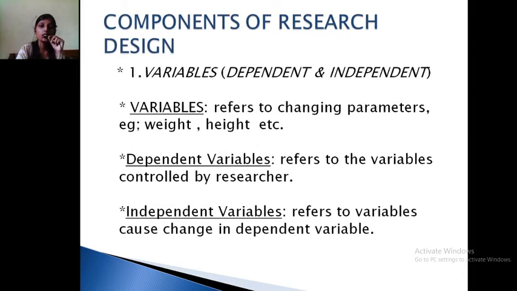What are the components of the research design? The first component of the research design is variable. That are the changing parameters like weight, height, etc. The variables are of two types: dependent variable and independent variable. Dependent variable refers to the variable which was controlled by the researcher, but the independent variable is not controlled by the researcher. They change the dependent variable.